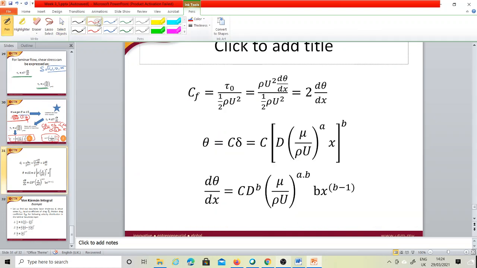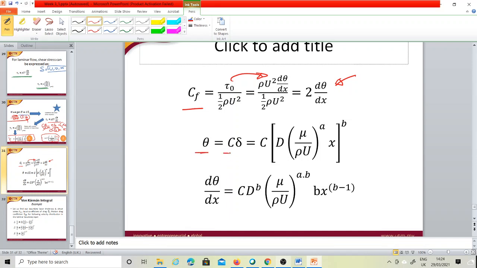In a similar way, you have the Cf, which you already know, in terms of the Von Karman form: rho u squared d theta by dx, so this should be 2 d theta by dx. If you know the momentum equation, just differentiate with respect to x and then multiply by 2, and you will get the frictional coefficient.